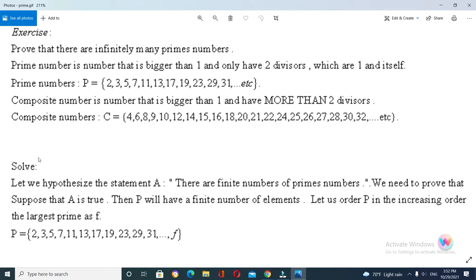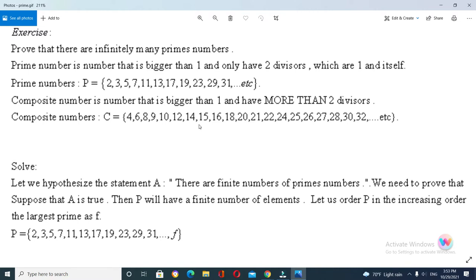Okay. By contrast, a composite number is a natural number that is bigger than 1 and has more than two divisors, which means 3 or 4 or 5 or even more divisors. So a composite number can be 4 or 6 or 8 or 9 or 10, 12, 14, 15, etc.